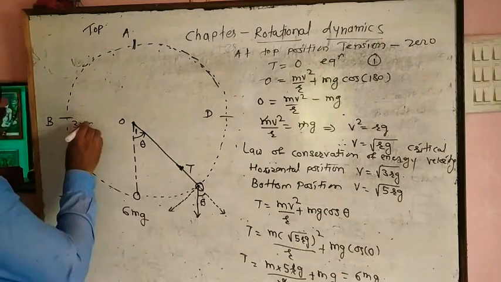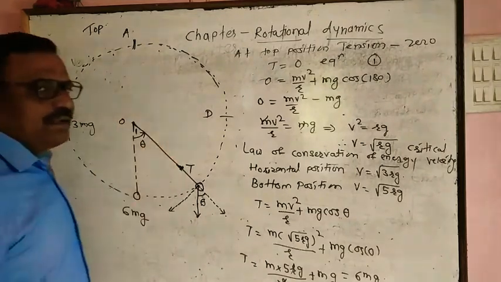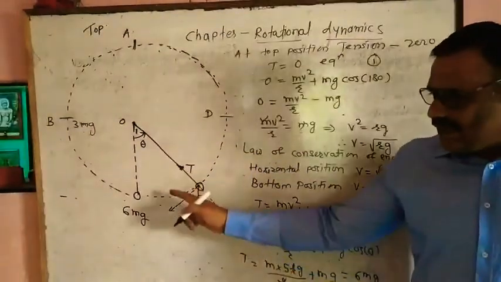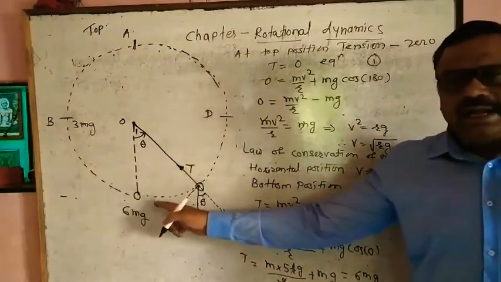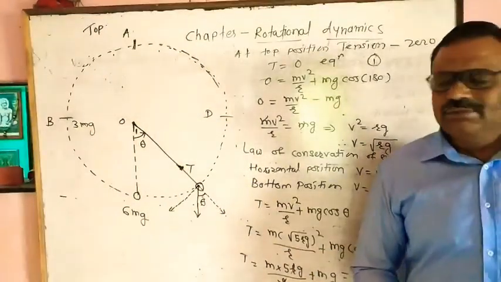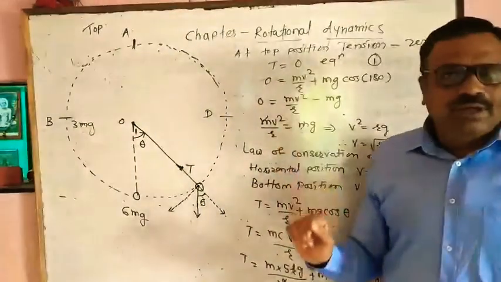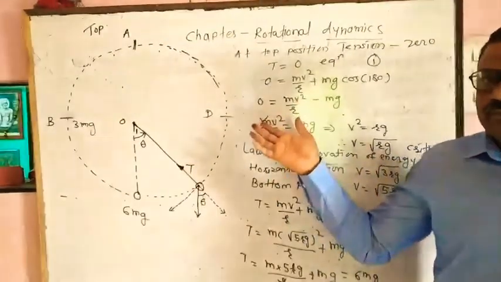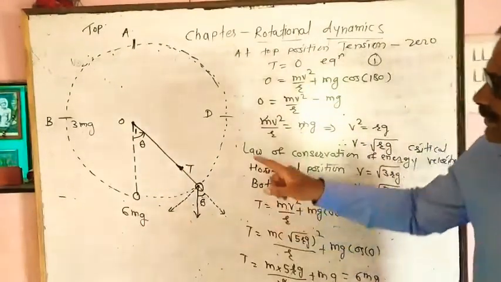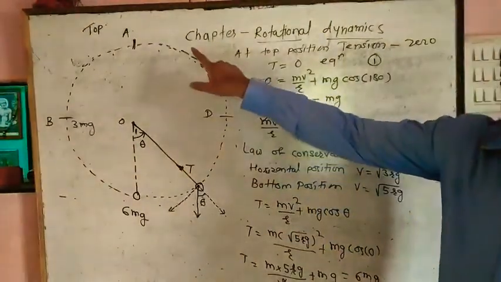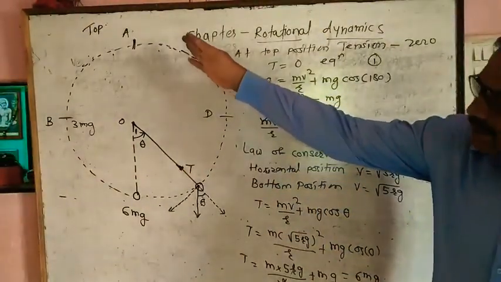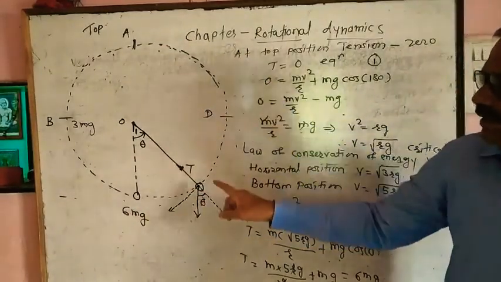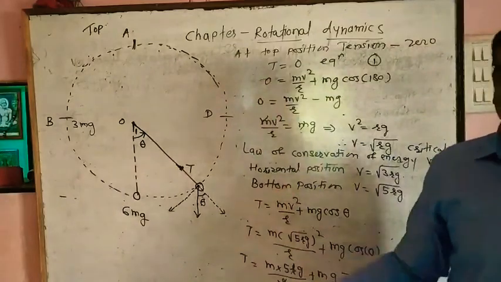Therefore, when an object is moving in a vertical plane, there is a maximum chance that the string may break at the bottom position. In this way, vertical circular motion is an example of non-uniform circular motion. We observe velocity goes on increasing when the object is moving in a downward direction, and velocity goes on decreasing when the object is moving in an upward direction.